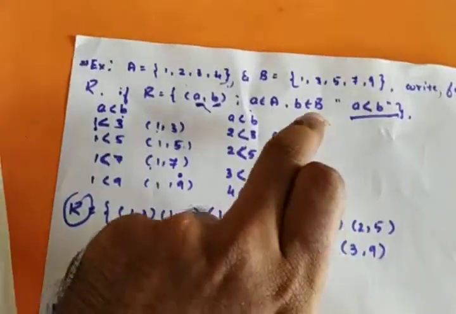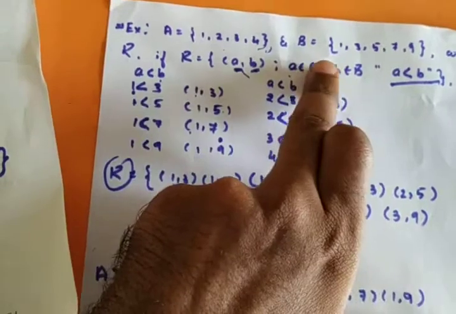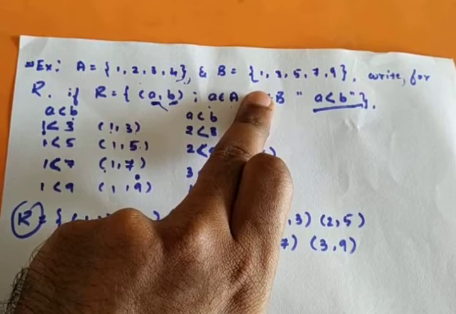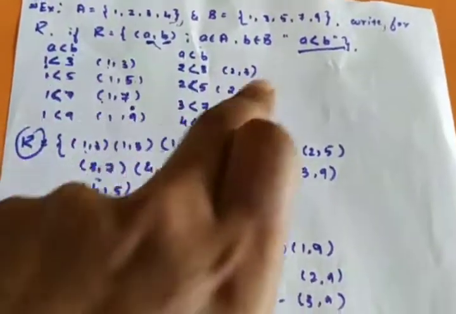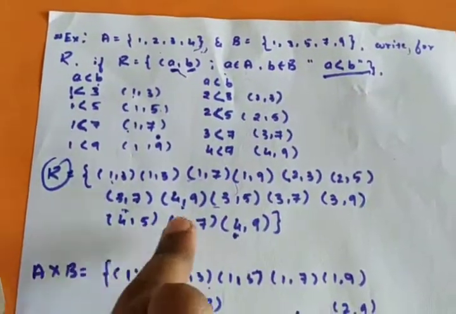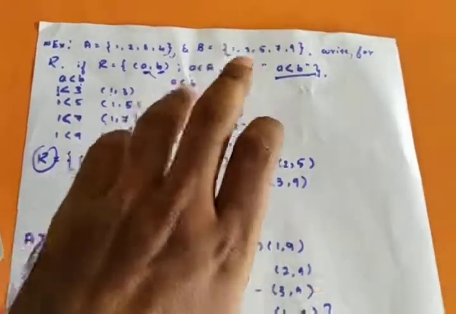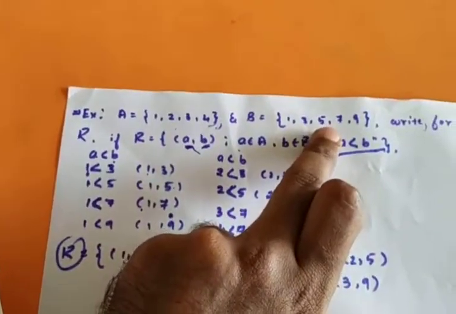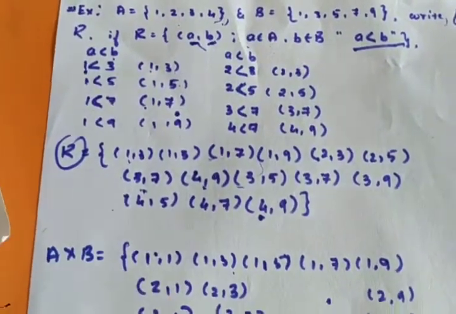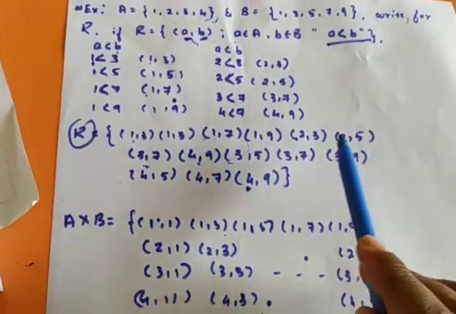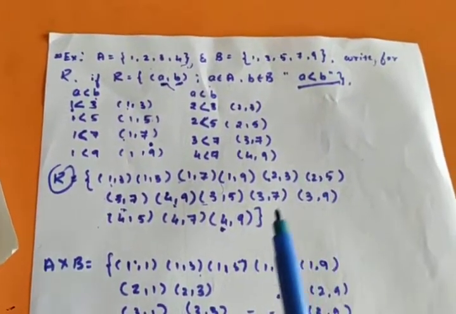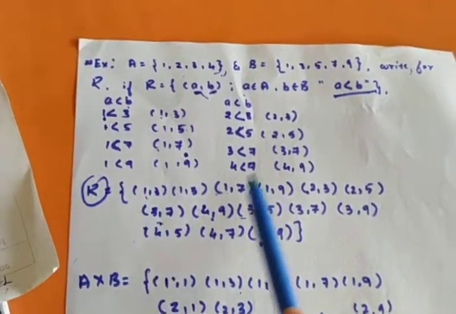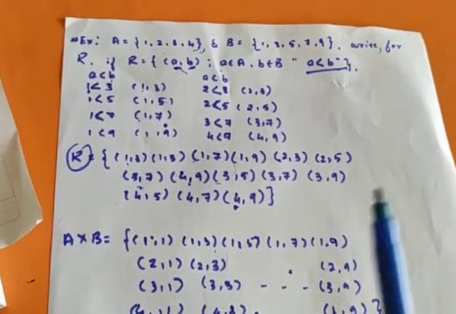So look here, the set B is not always the range of R, because 1 does not appear among the second elements in this relation. That's why the set B is not always the range of R. Whatever second elements we get in the relation are called the range. Whatever first elements we get in the ordered pairs are the domain of R.